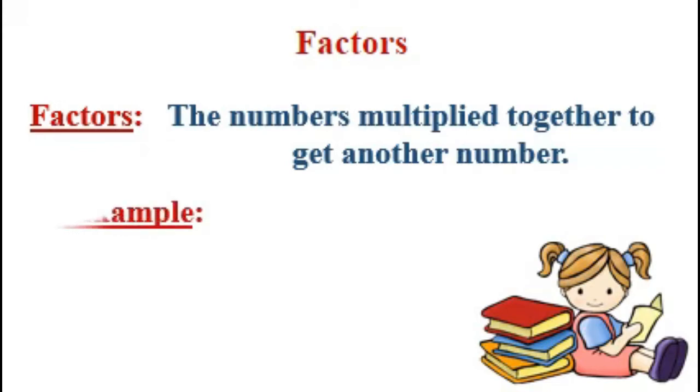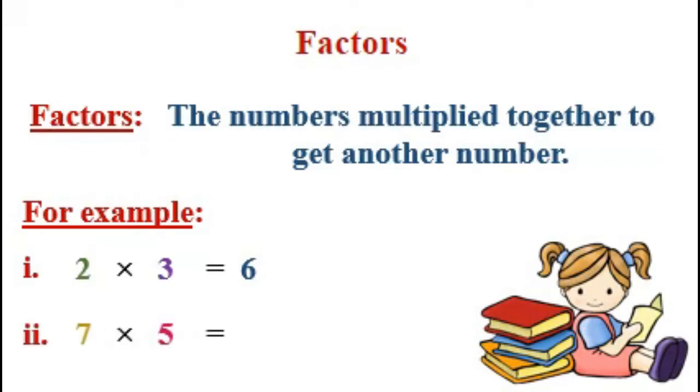For example, in example number 1, 2 is multiplied by 3 to get 6. Therefore, 2 and 3 are the factors of 6, because 2 and 3 are the numbers which we are multiplying together to get 6. In the same way, in example number 2, if we multiply 7 and 5, we get 35. Therefore, 7 and 5 here are the factors of 35 because their product is 35.